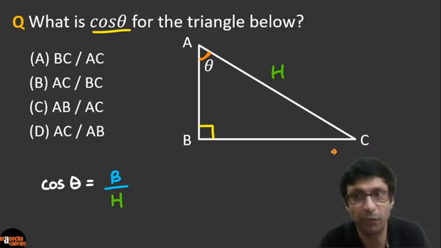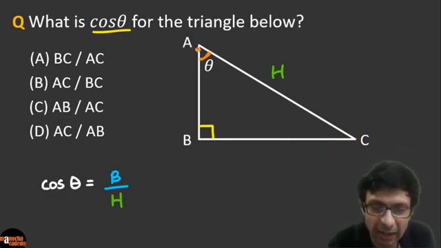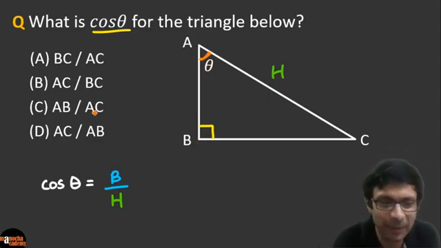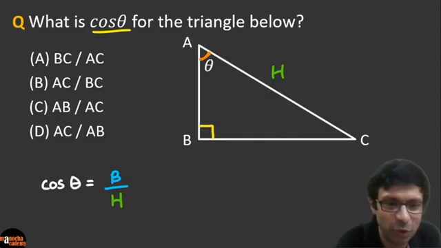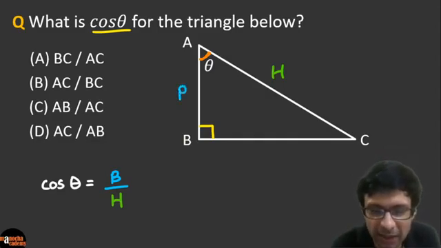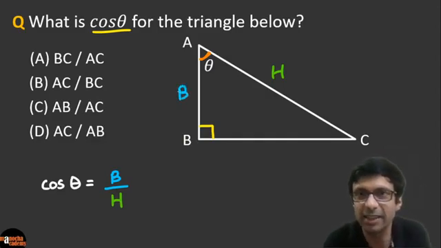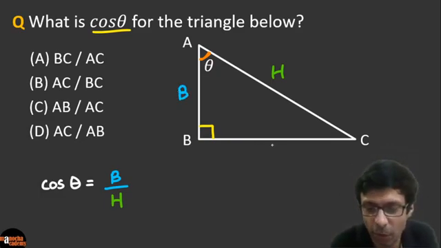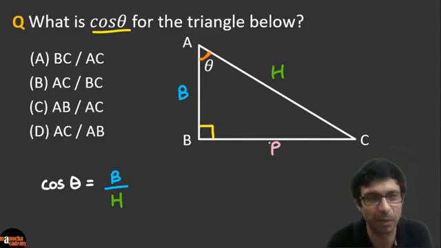Be very careful. Don't think that the horizontal line is the base here, as if this is a building and this is the base of the building. No, remember the definition: the base is the side that contains theta and 90 degrees. I see a lot of you are writing that AB is the base here. This is our base because it contains 90 and theta. And what is the perpendicular? The side which is opposite to theta. So this is our perpendicular.